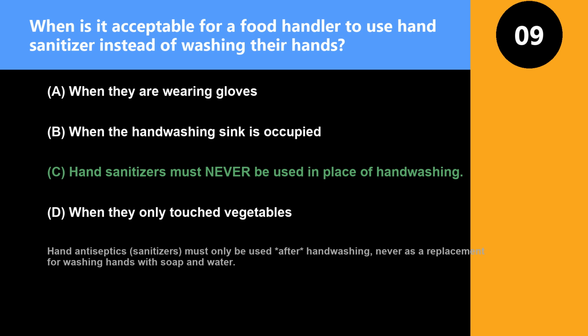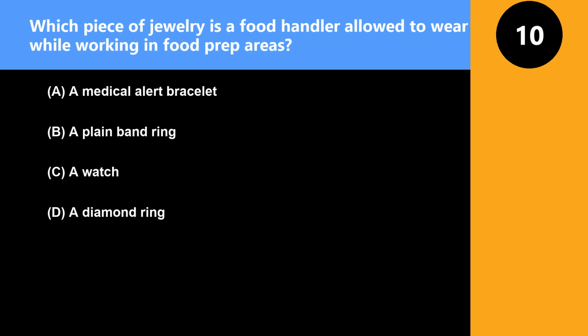water. Question 10. Which piece of jewelry is a food handler allowed to wear while working in food prep areas? Option A, a medical alert bracelet. Option B, a plain band ring. Option C, a watch. Option D, a diamond ring. The correct answer is option B, a plain band ring.